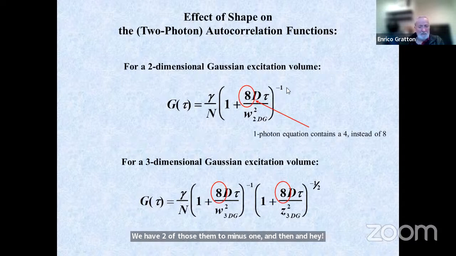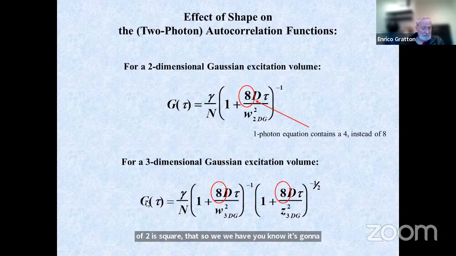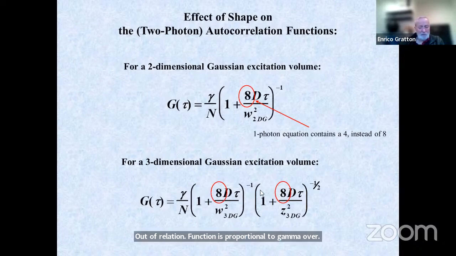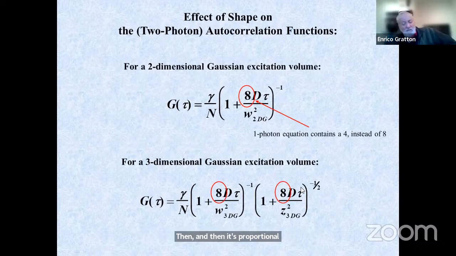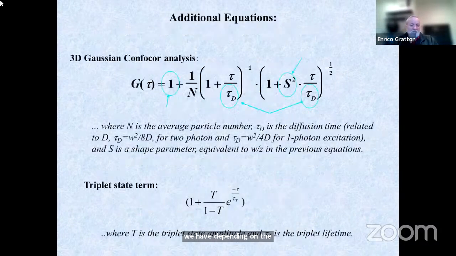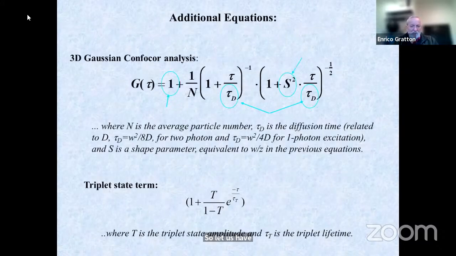Every Gaussian term will give you a square root term. So in a three-dimensional Gaussian volume, the autocorrelation function is proportional to gamma over N, and then proportional to how many square root terms we have, depending on the dimension in which we do the experiment. Okay, so let us make things a little more compact, as is generally used.